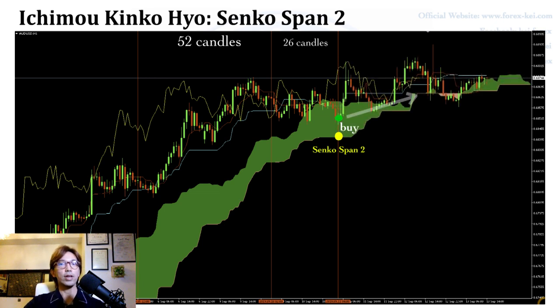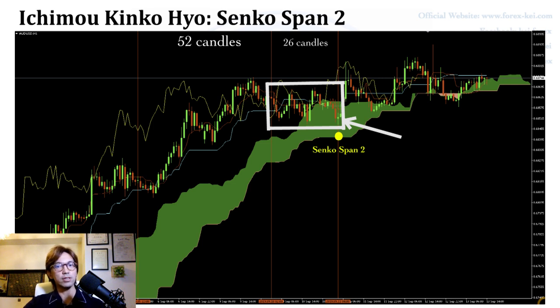And the price keeps going up. See? This is how you trade with Senko Span 2, because at this point, it tells you the bull trend is not over yet. Looking at this consolidation, it's quite long, for a day, right? So when you are trading and holding the position, you might start to worry whether you should close the position or not, because it looks like the market is unstable. And after you close it, the market goes up afterwards and you regret.